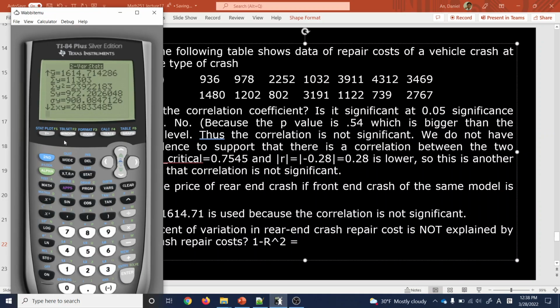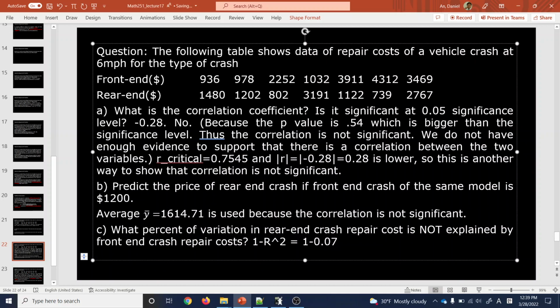And that one we have to go back to our linear regression test. And if you go way down, it gives you the R squared, right? R squared is 0.0798. So what is that? That's 0.9202. Right. So 92%. Okay. So in other words, most of the variation in the rear end crash repair cost is not explained by how much the X is changing. Okay. So that's what it is, right?